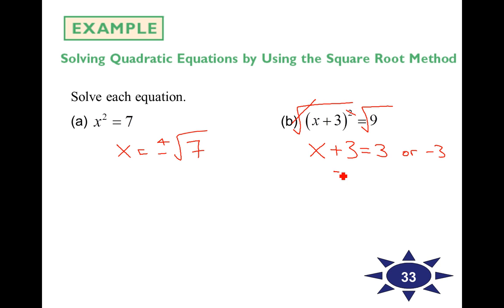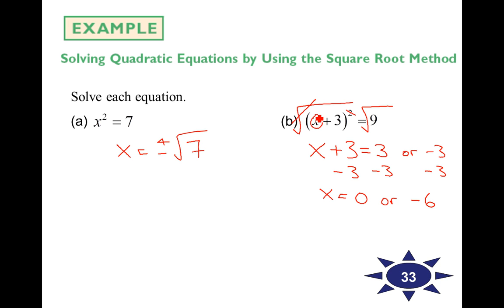How do we solve this? We need to minus 3 to both sides, so x is equal to either 0, 3 minus 3, or it's equal to negative 6. All right. Now we have to be careful here. We're going to check for our extraneous solutions. Is 0 plus 3 a positive?